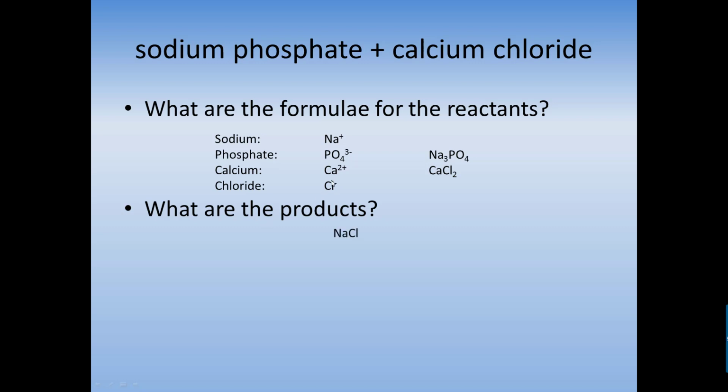The other product is going to pair the calcium with the phosphate. And now this gets a little bit more complicated. Calcium with a 2+ charge and phosphate with a 3- charge. We're going to have to find the least common multiple between 2 and 3. That happens to be 6. So to get a total of +6 due to the calcium, I'm going to need 3 calciums. And in order to get -6 due to the phosphate, I'm going to need 2 phosphates.